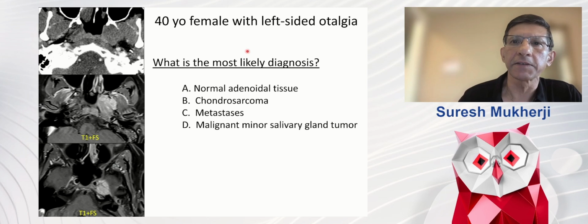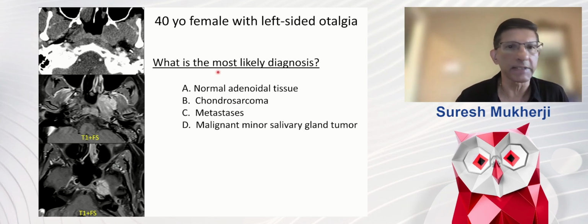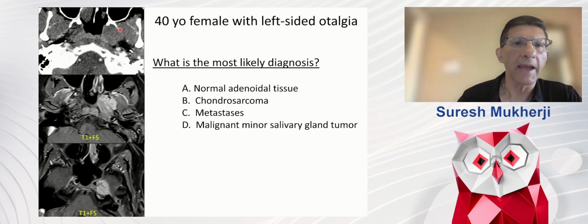So here's a next case. This is a 40-year-old female with left-sided otalgia. What's the most likely diagnosis? So what we have here is a mass involving the left side of the nasopharynx. This is a T1 weighted image with fat suppression with contrast, and we see a mass right here.